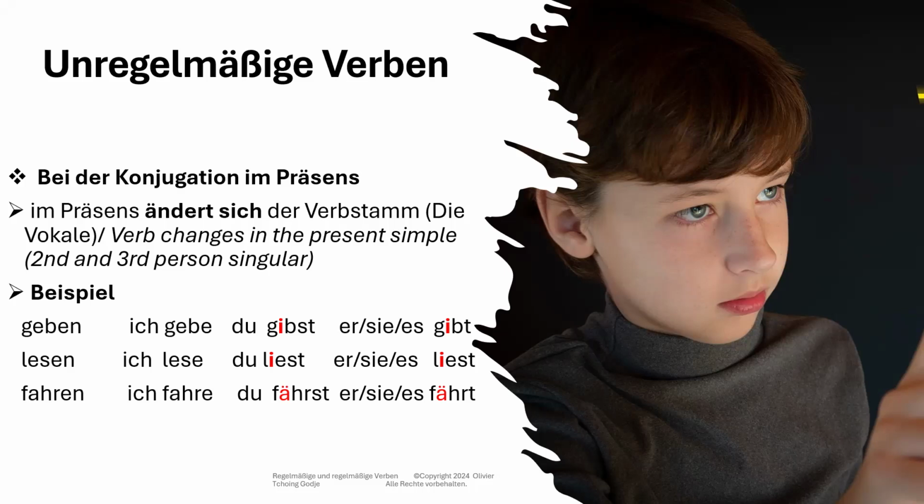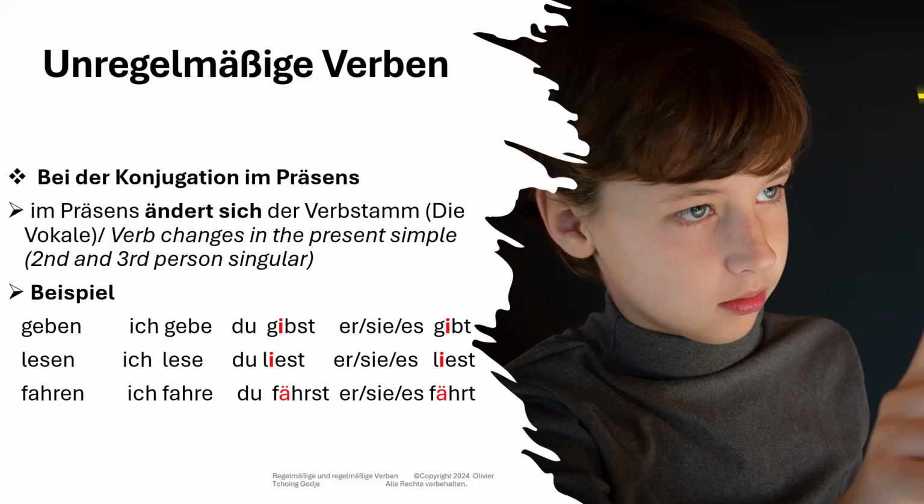Now let's move to irregular verbs. The irregular verbs are the category of verbs that bring a lot of trouble to people learning. But I'm going to try to help you through this video so that you will not have any problem to identify them in a sentence. Well, the first level to identify irregular verbs is when we conjugate them in the present simple.